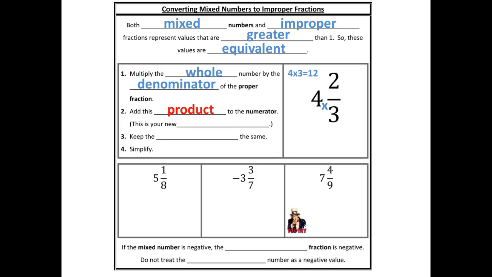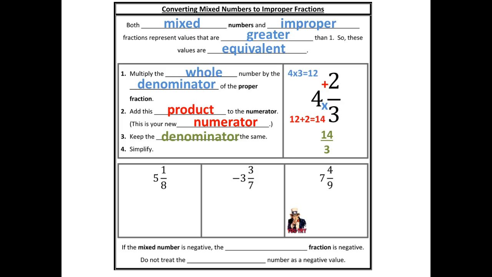And I'm going to add this product to the numerator. This is now my new numerator. So 4 times 3 is 12. 12 plus 2 gives me 14. Keep the denominator the same. The denominator is always going to be the same. So I have a new numerator of 14. My denominator is 3. My fraction is 14 over 3.